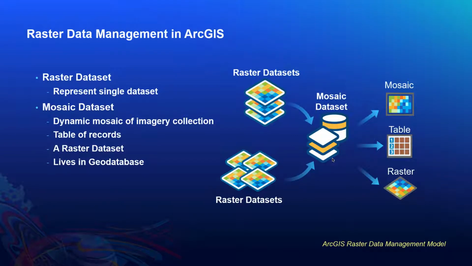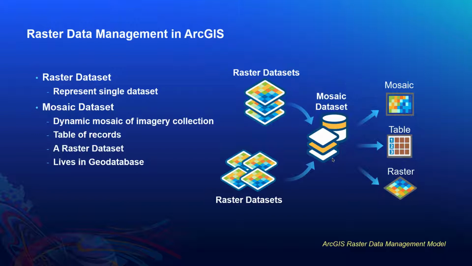And when raster data is presented in ArcGIS, we use two common information models. When we're referring to a raster dataset, it usually represents a single dataset, a raster dataset or a combined dataset from a satellite scene.